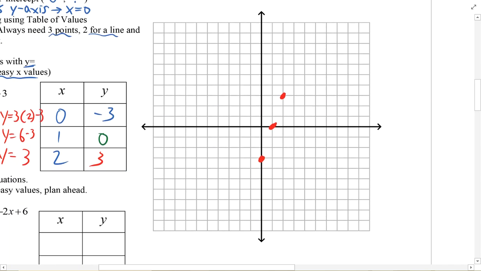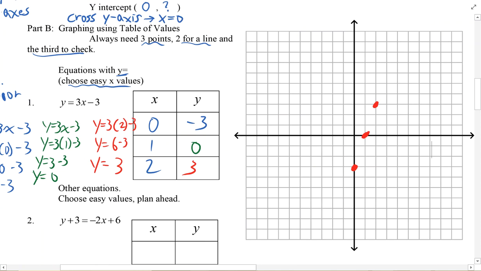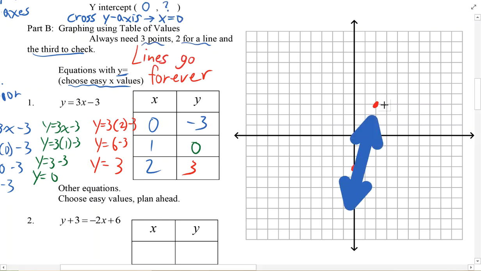I'm going to make a straight line. I'm not going to do this. That is a line segment. You do not want to do a line segment. You want to make a line. So what do we know about lines? Lines go forever and ever. So how we show that a line is going forever is we do this.